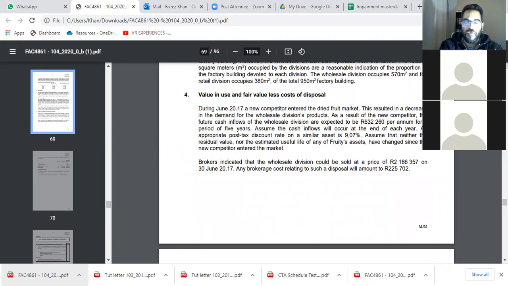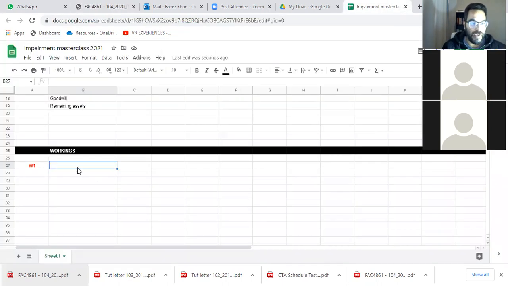Under note number 4 of the scenario, in the second paragraph, they say brokers indicated that the wholesale division could be sold at a price of 2,186,357 on 30th June 2017. Any brokerage costs relating to such a disposal will amount to 225,702. So there they gave us the amounts, so we will work it out.